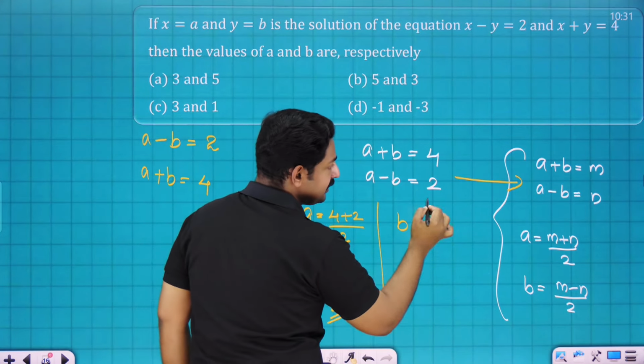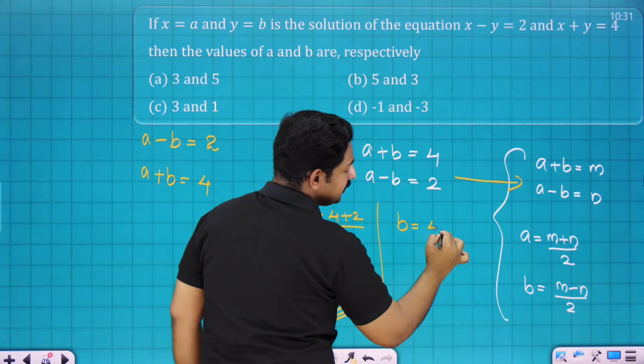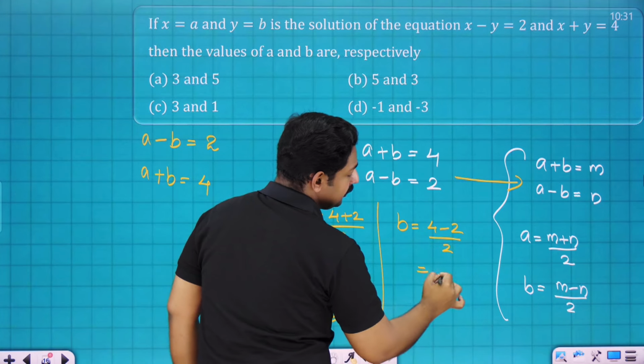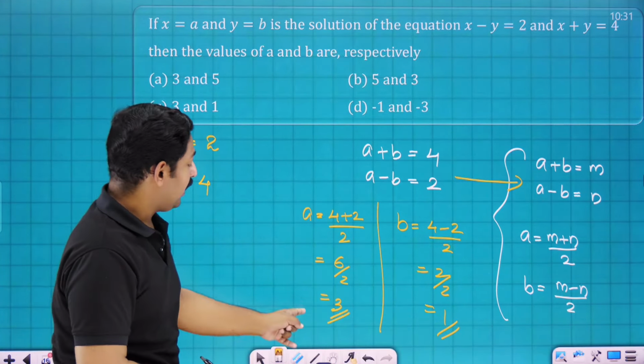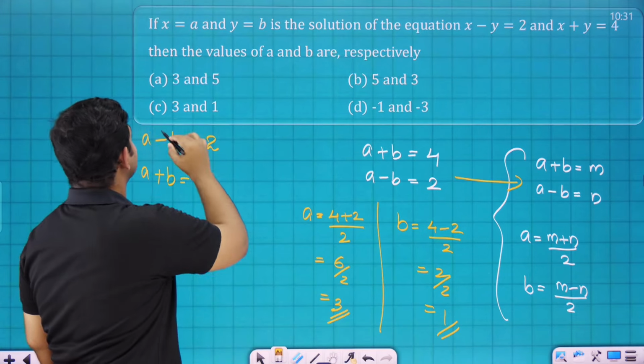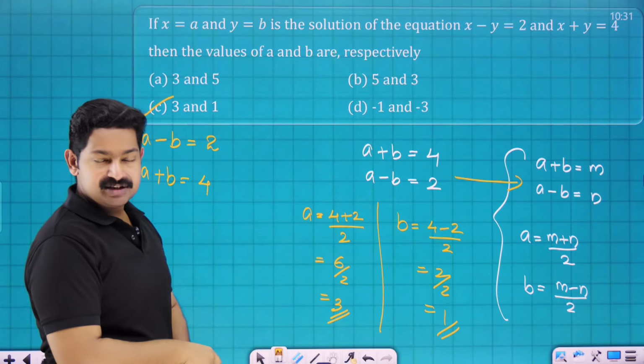And what is B? B is equal to m minus n. So m minus n means (4 minus 2) by 2. That is 2 by 2 equal to 1. So value of B equal to 1. So A is 3 and B is 1. So option C is the correct answer.